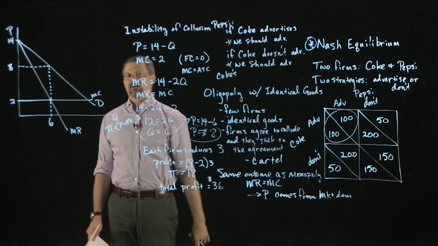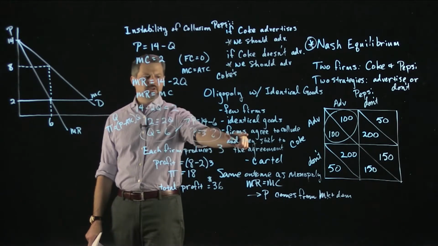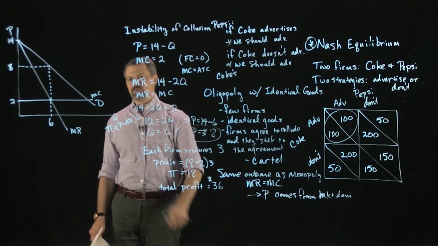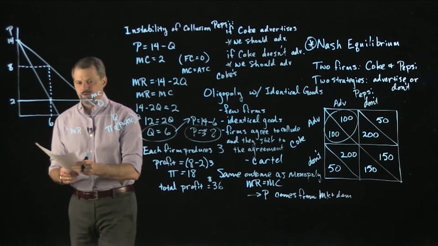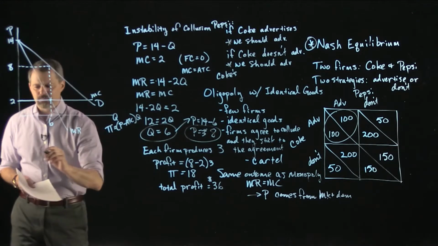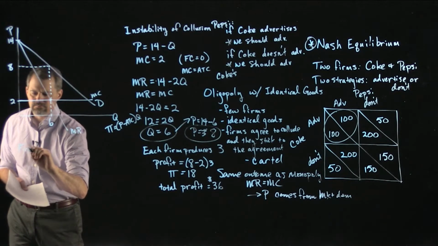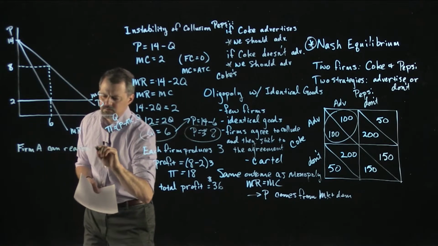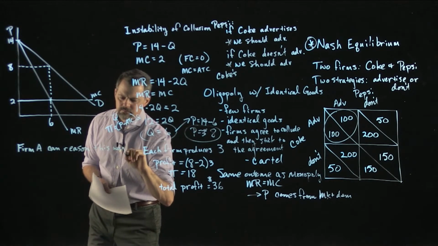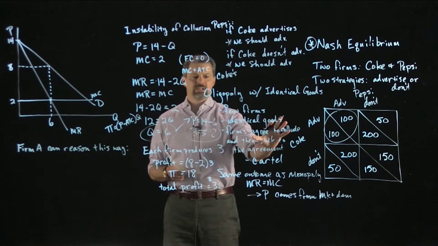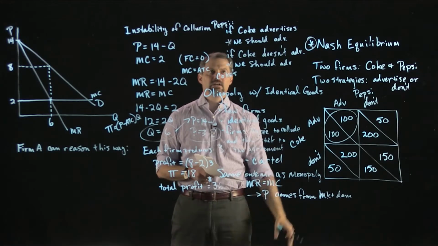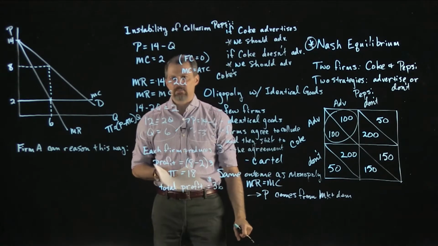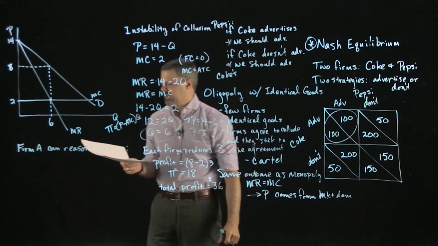That's the collusive outcome. That's if they're going to agree to collude and then stick to the agreement. But let's talk about how unstable that outcome is. Let's suppose we consider firm A's point of view. Firm A can reason this way. We're doing essentially the same thing that we did over here when we figured out what the dominant strategy is for Pepsi, and then we thought about it for Coke. So firm A can reason this way.